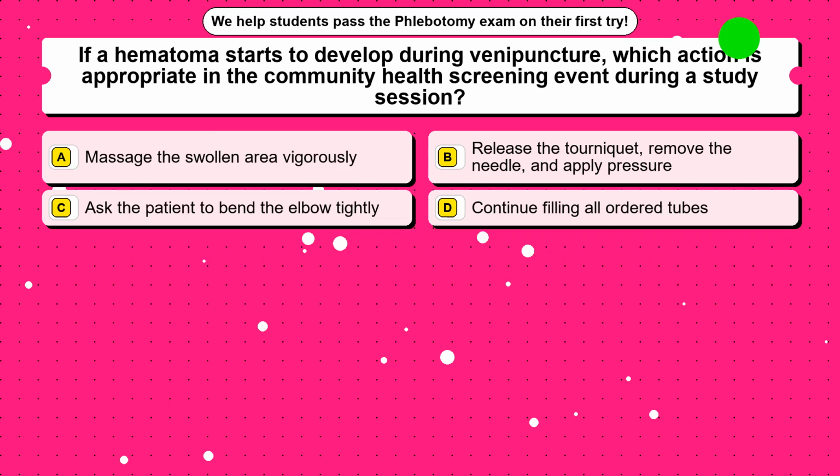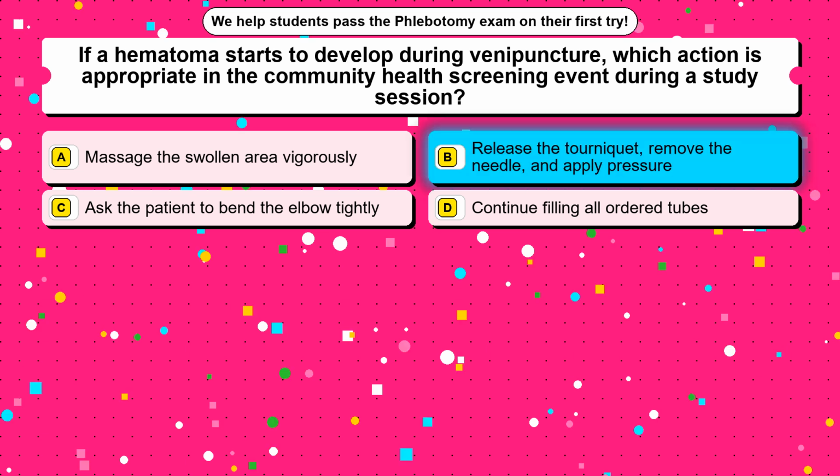Question 30. If a hematoma starts to develop during venipuncture, which action is appropriate in the community health screening event during a study session? Option A. Massage the swollen area vigorously. Option B. Release the tourniquet, remove the needle, and apply pressure. Option C. Ask the patient to bend the elbow tightly. Option D. Continue filling all ordered tubes.